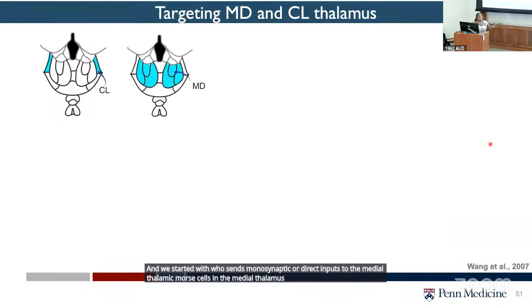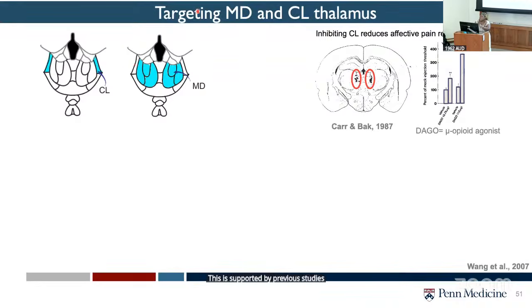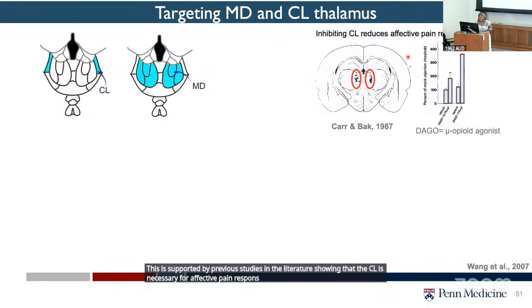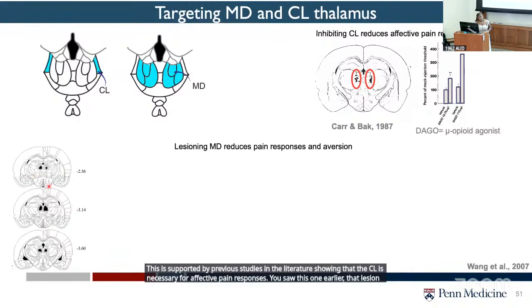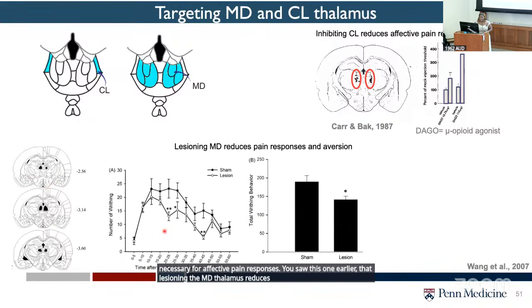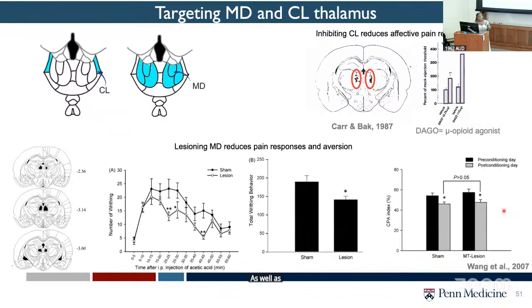So for our medial thalamic Mu-opioid receptor tracing studies, we had to choose a particular nucleus or a couple. So we chose to specifically target the MD and CL thalamus. This is supported by previous studies in the literature showing that the CL is necessary for effective pain responses. You saw this one earlier, that lesioning the MD thalamus reduces writhing responses in response to intraperitoneal acetic acid injection, as well as reduces aversion to that pain stimulus.